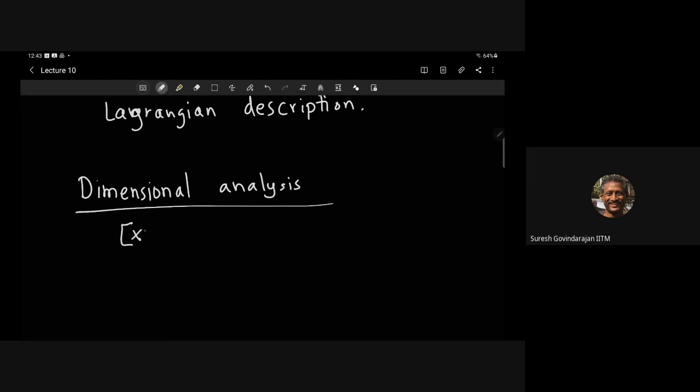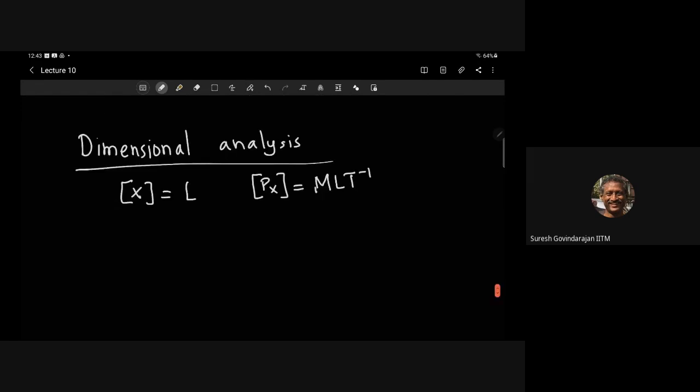So the dimension of, say, the x coordinate is length. And what about the dimension of the x component of linear momentum, which is m x dot? It is M L T inverse. You understand the square bracket notation, right? From high school, you should know this, the physical dimensions of things. So now I'm taking the physical dimension of x and multiplying with this.